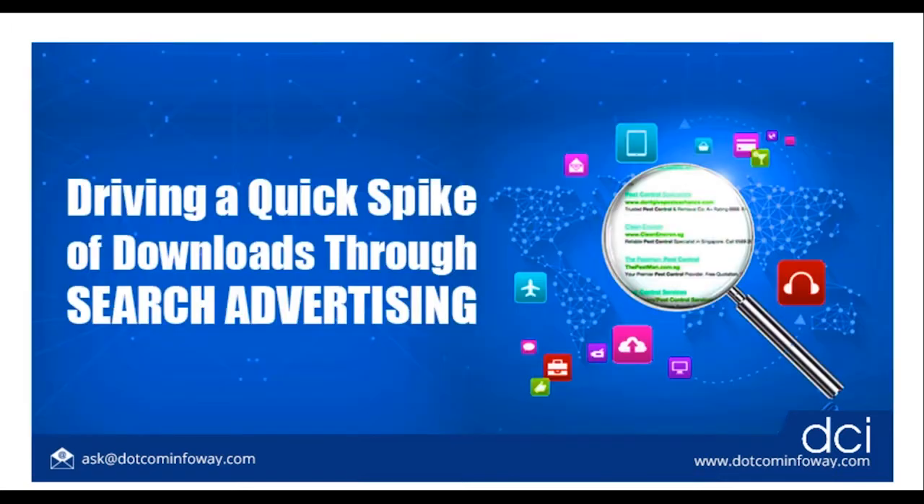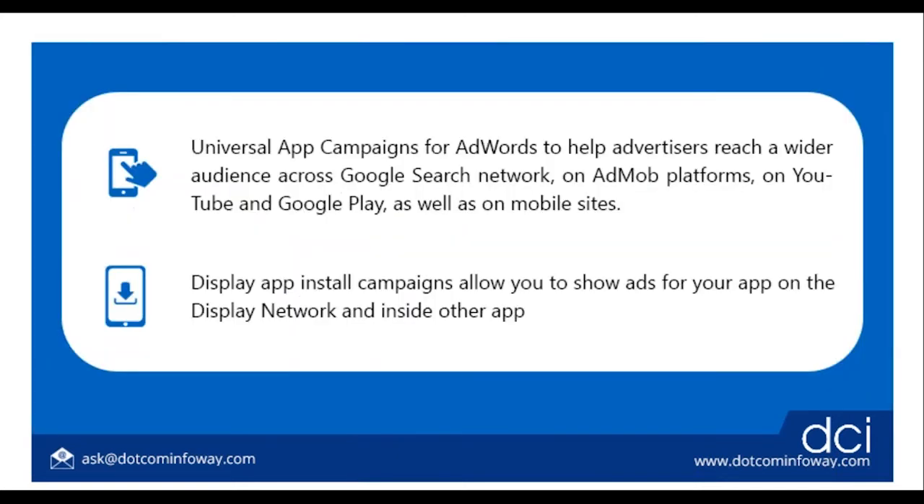So then comes search advertisement. There are universal app campaigns for AdWords to help advertisers reach a wider audience across the Google Search Ad Network. On AdMob platforms, you can also run ads in YouTube and Google Play as well as mobile sites. Display ad install campaigns allow you to show ads of your app on the display network inside other applications and websites.